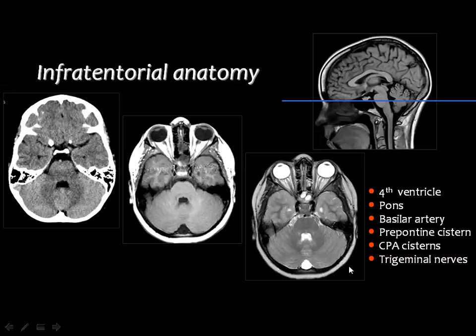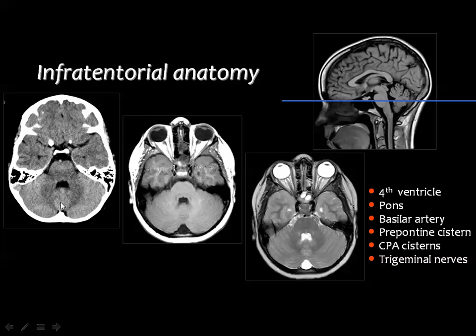But if you look carefully at the fourth ventricle, you can see that it is large in its middle part, and smaller in its inferior part, and also smaller in its superior part. When the fourth ventricle is large, the largest part of the brainstem will be in front of it, and this is the pons. And of course, you know that this is the basilar artery, which lies along the anterior aspect of the brainstem. Anterior to the pons and the basilar artery, there is a CSF space, which is known as the prepontine cistern. Then posterior to the fourth ventricle, you will see the cerebellum.